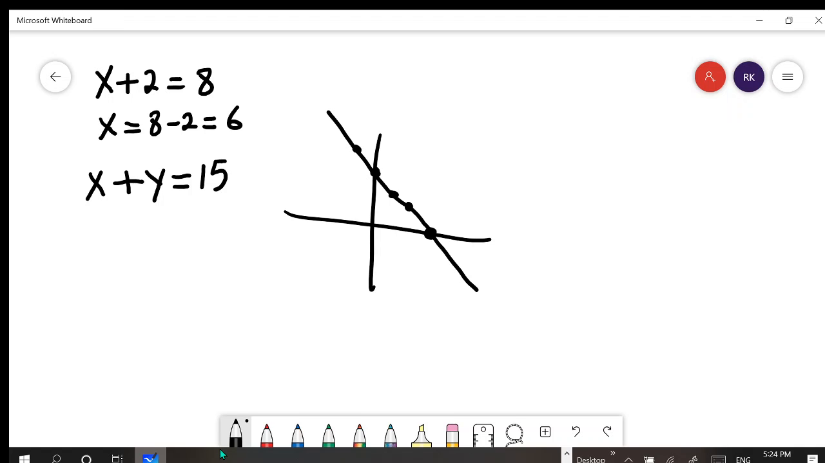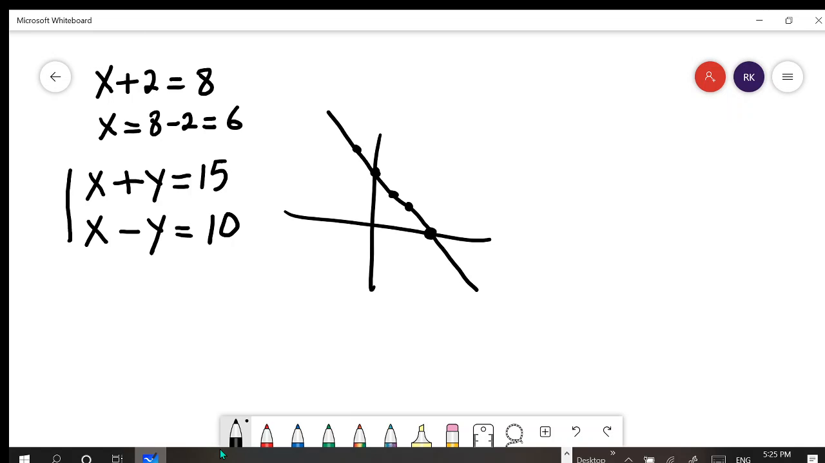Now, what if somebody says, okay, I want two numbers that add up to 15, and I want the difference to be 10, and I want, of course, these two conditions to be satisfied at the same time. Then we have a system of two linear equations with two variables, right? So two variables, two equations.